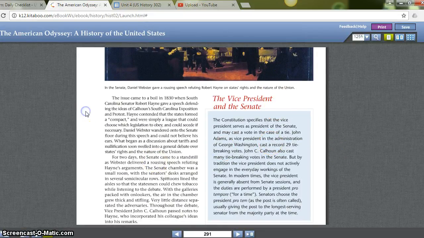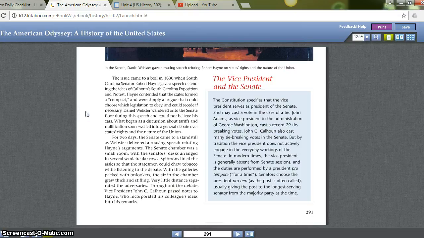The issue came to a boil in 1830 when South Carolina Senator Robert Hayne gave a speech defending the ideas of Calhoun's South Carolina Exposition and Protest. Hayne contended that the states formed a compact and were simply a league that could choose which legislation to obey and could secede if necessary. Daniel Webster wandered onto the Senate floor during this speech and could not believe his ears.